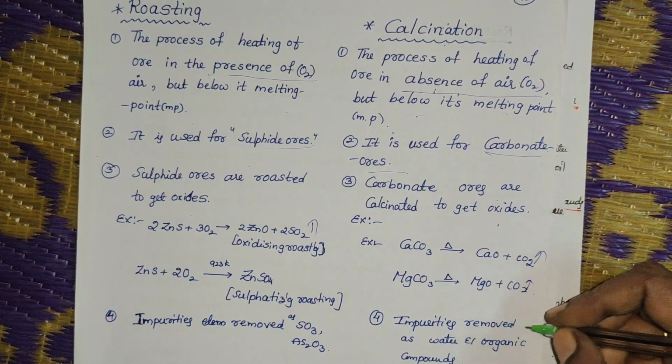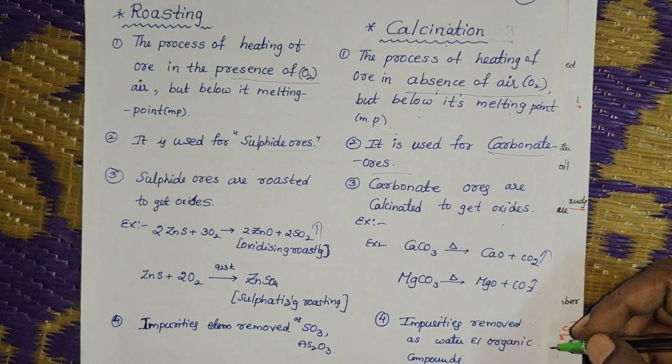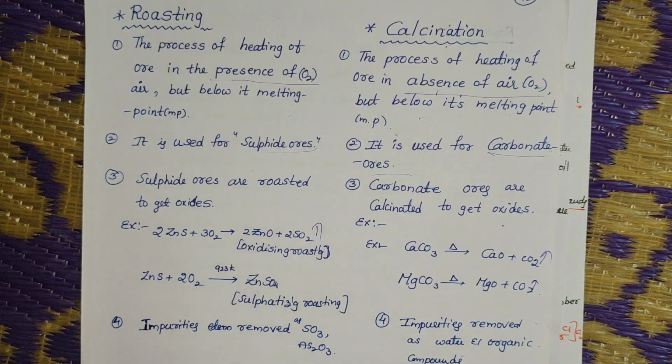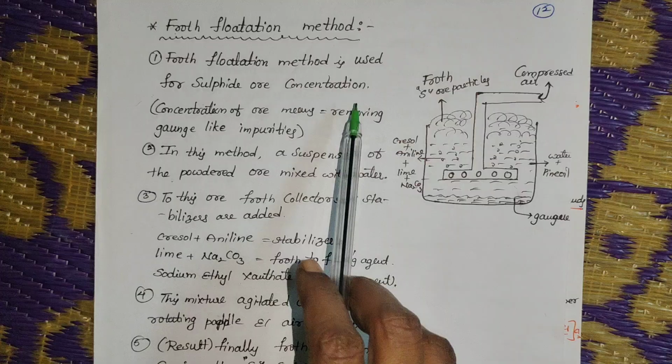Here, which impurities are eliminated? Water and organic compounds are eliminated. This is about roasting and calcination. It is also important for 4 marks. Okay. Next important question, froth flotation method, beta.